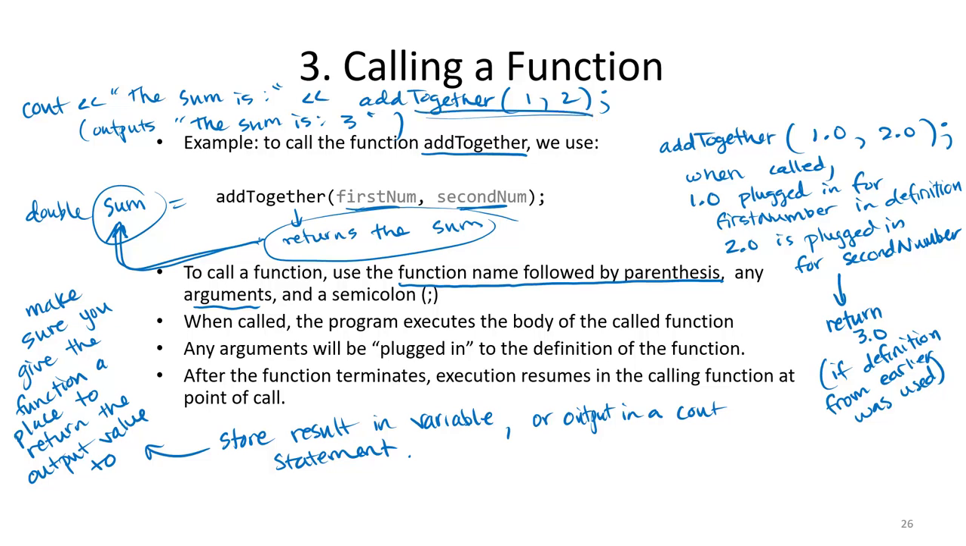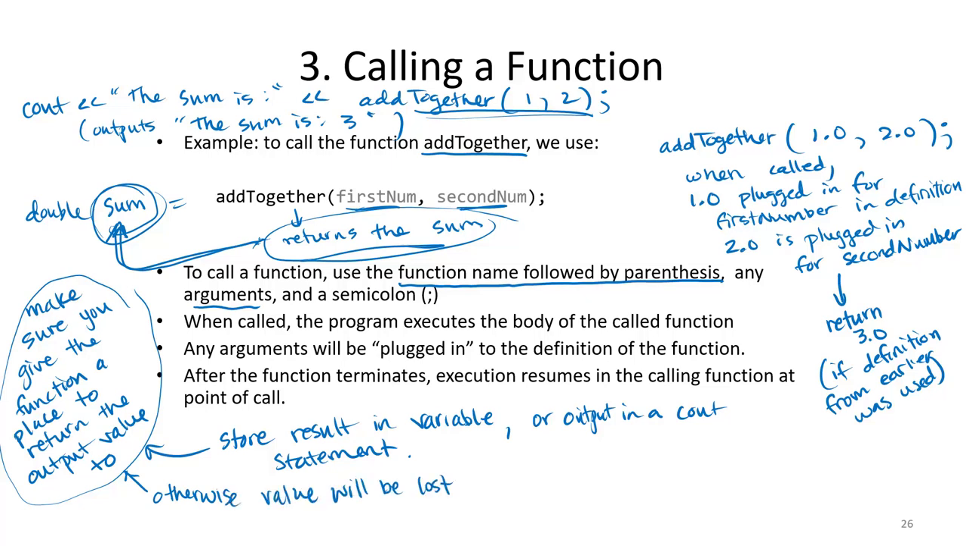So function calls can be used as part of cout statements. We can store the value that we calculate into a variable, or we can just call the function on its own. Once again, if your function is outputting a value, make sure you give that function a place to return the value to, otherwise the value will be lost. It's as if you were throwing the sum and no one was there to catch it. So you want to make sure you give that function a place to give the output.